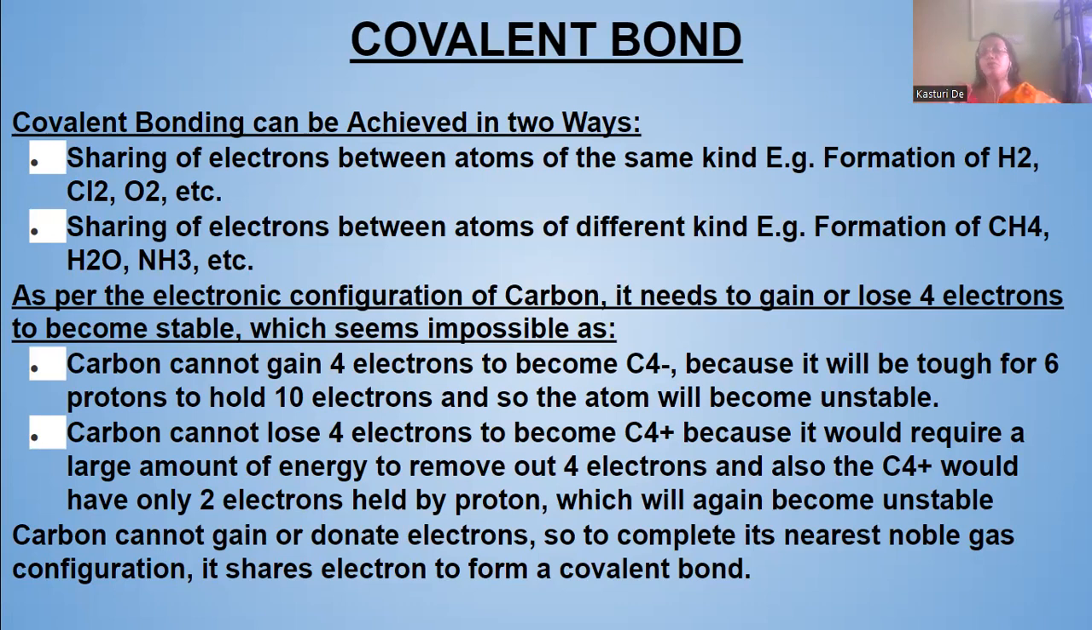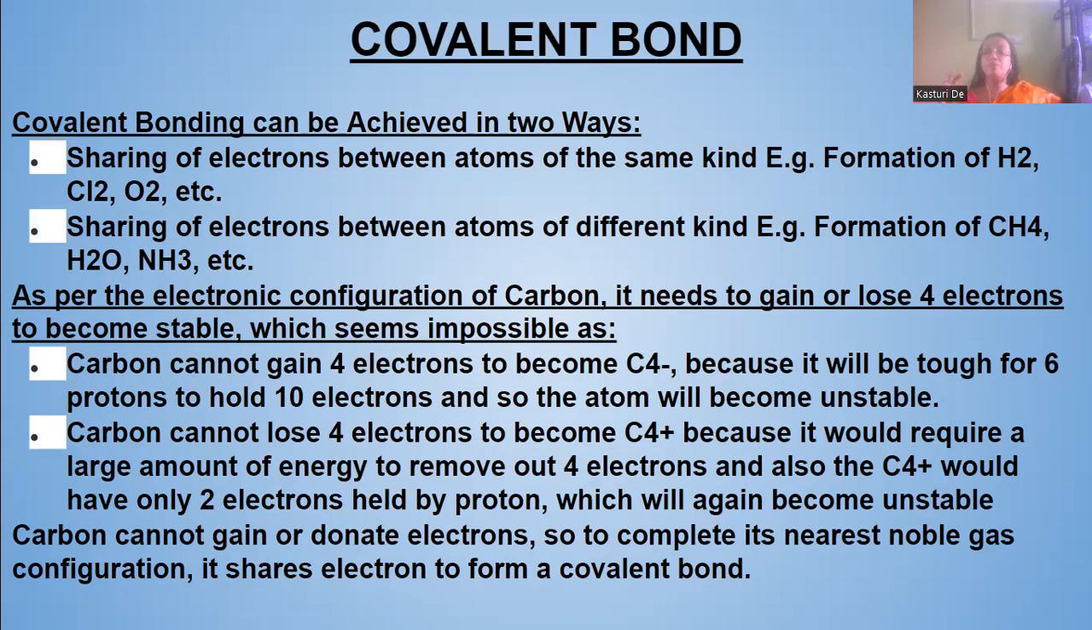Second, sharing of electrons between atoms of different kind, like formation of methane, CH4, H2O, NH3, etc. Now, as per the electronic configuration of carbon, it needs to gain or lose 4 electrons to become stable, which seems impossible. In case of carbon, it has 4 electrons in its valence shell, so either it has to give away the 4 electrons or it has to take 4 electrons to form the octet configuration in the valence shell.